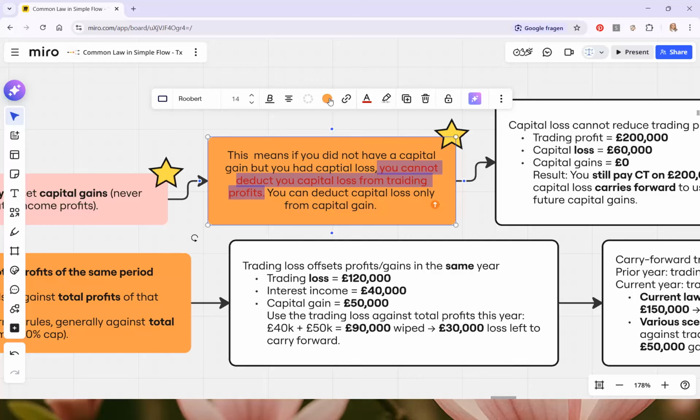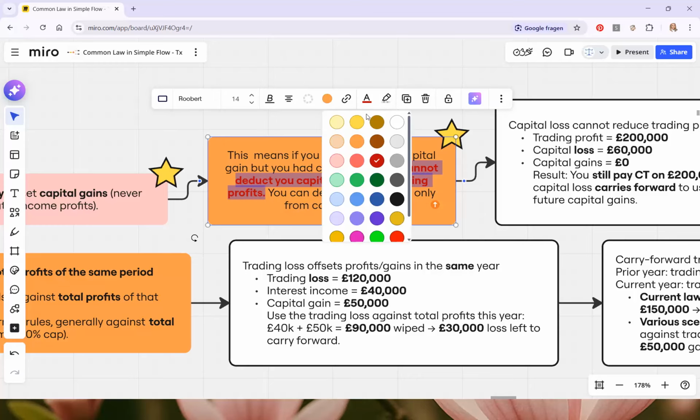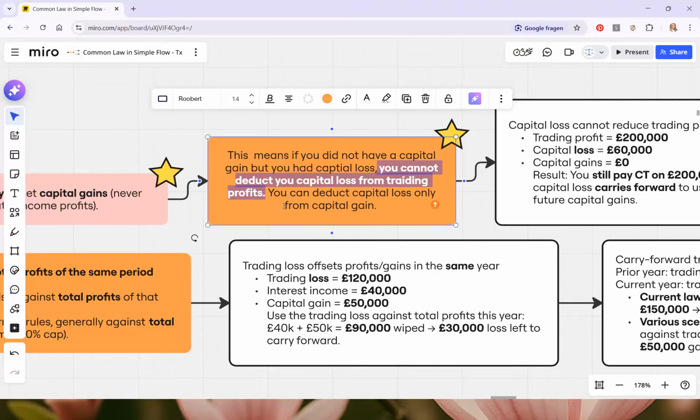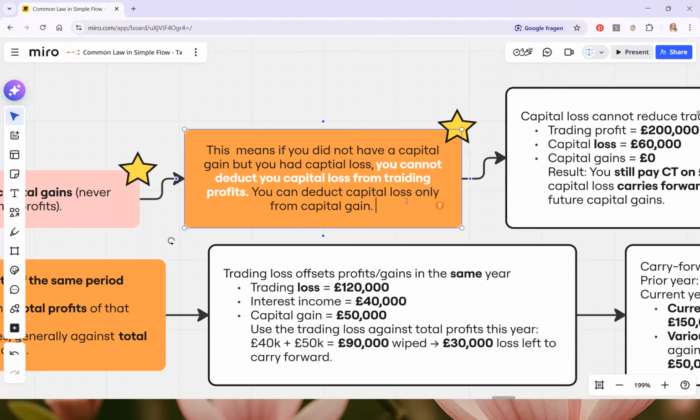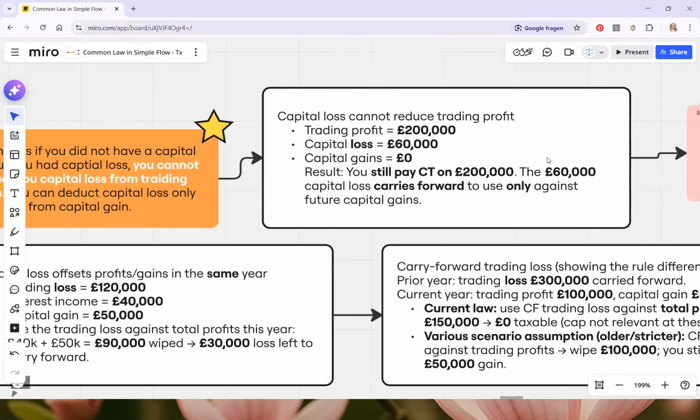So this is important information, so let us highlight it. And remember that if you did not have a capital gain, but you had a capital loss, you cannot deduct your capital loss from trading profits. You can deduct a capital loss only from a capital gain. So a capital loss cannot reduce trading profit.